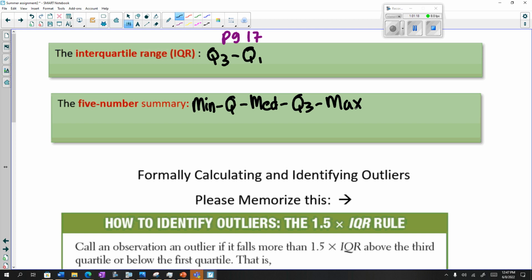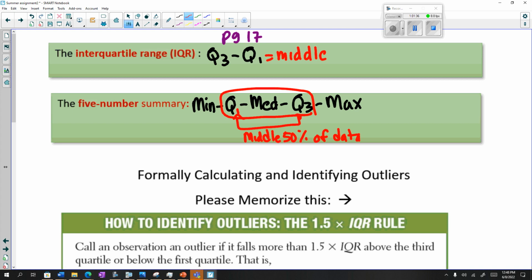So if we want to find the IQR, the interquartile range, we're going to do Q3 minus Q1. And that's going to give us the middle 50% of the data. That's this, the middle 50% of the data. And because we're using only the middle 50% of the data for the IQR, it is resistant to outliers, because it's in the middle and the outliers are on the ends, so they don't influence it.